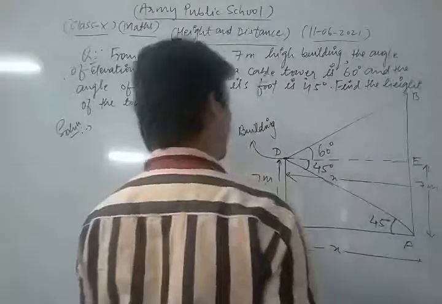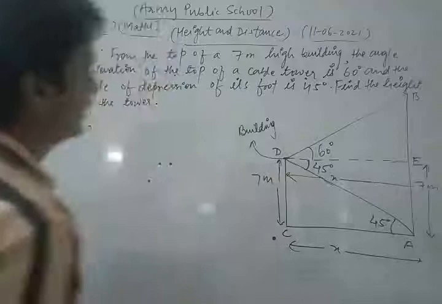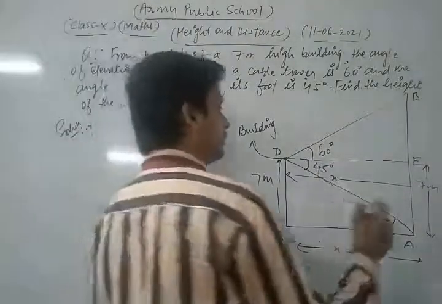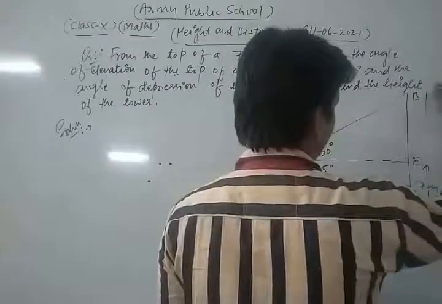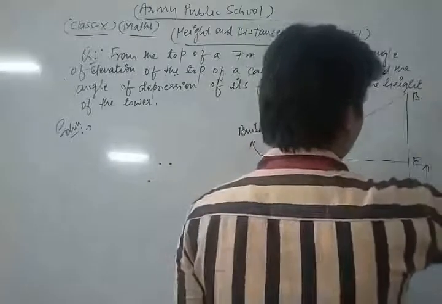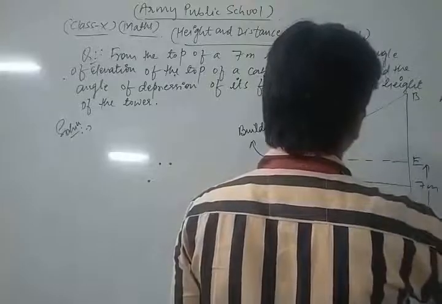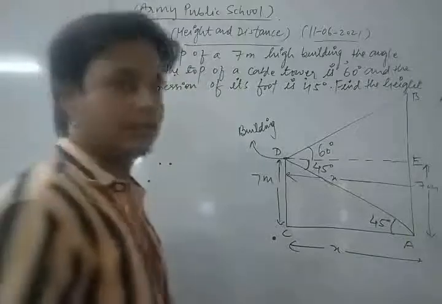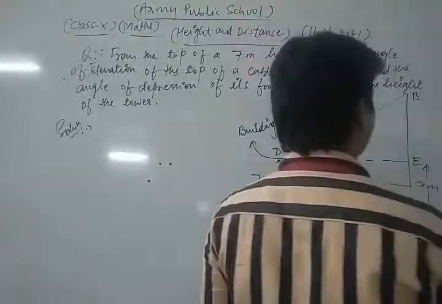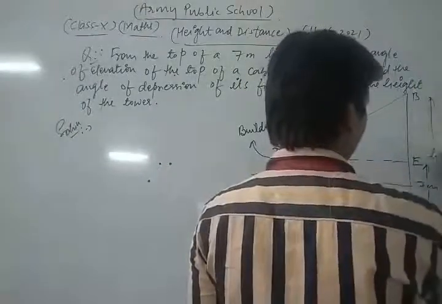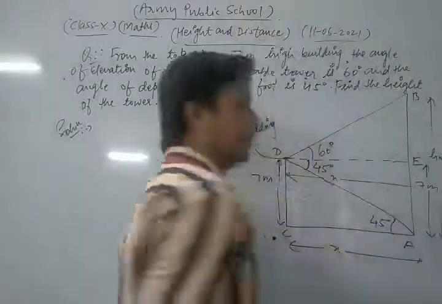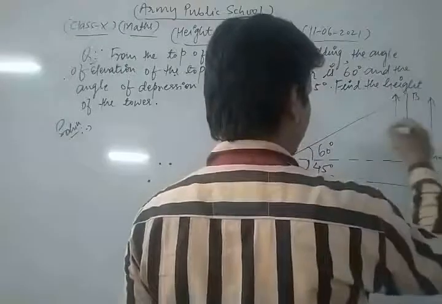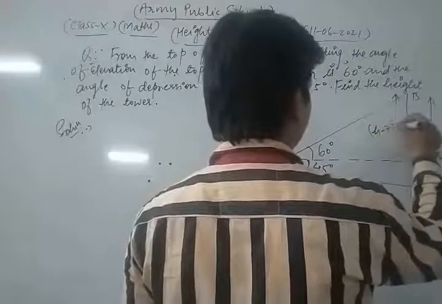Okay, and what do we find? Find the height of the tower. AB will be the tower, and let us say the height of the tower be H meter. Now let us take the height of the tower be H meter. Then BE is equal to H minus 7.